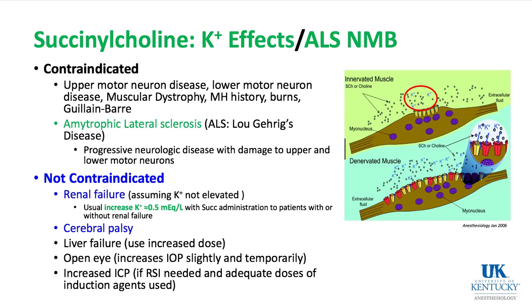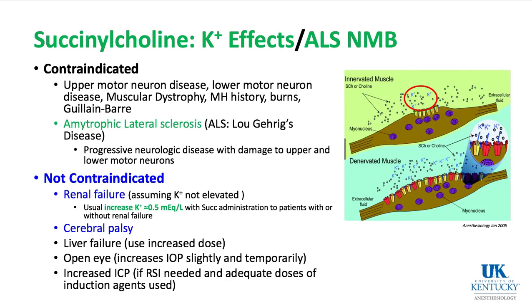Now, succinylcholine is not contraindicated in renal failure or liver failure. In a renal failure patient, assuming they don't already have an elevated potassium, you can use succinylcholine and you'll get the usual increase in potassium of about 0.5 milliequivalents per liter that occurs when it's given to patients with or without renal failure. It's also not contraindicated in the static neurologic disease, cerebral palsy.